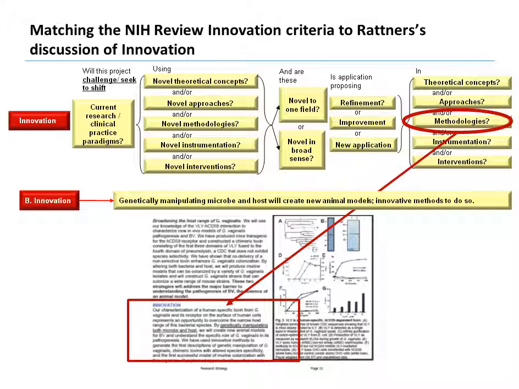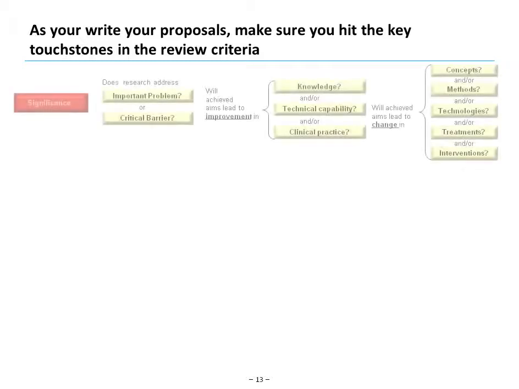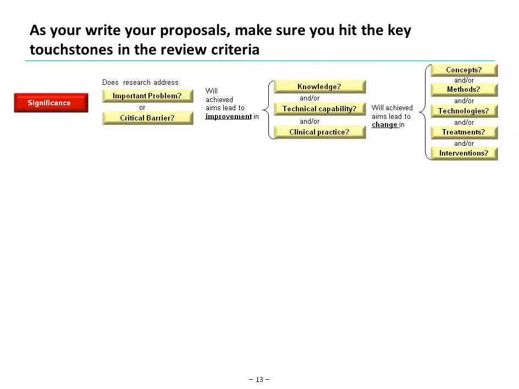So you can see how this discussion of innovation, very brief, hits on some key points related to innovations and methodologies. As you write your proposals, make sure you hit the key touchstones in the review criteria. With significance, the most important thing is, does your research address an important problem or critical barrier? And connect up those concepts explicitly in your discussion.